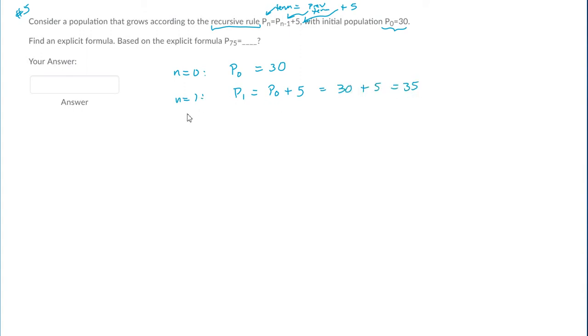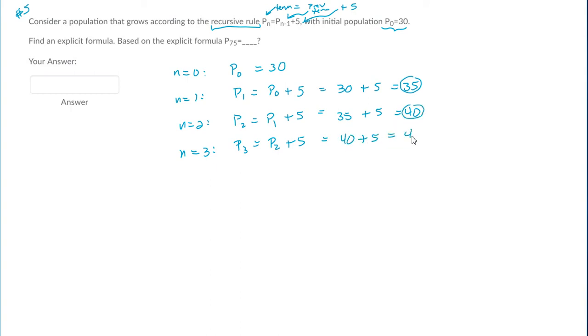Okay, and n equals 2, P2 is going to be the prior value, P1, plus 5. Now what's P1? P1 was 35. So I'm getting a 40. Right? When n is 3, P3 is the prior value plus 5. What's the prior value? 40 plus 5, I'm getting 45.